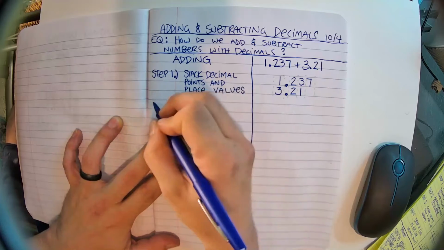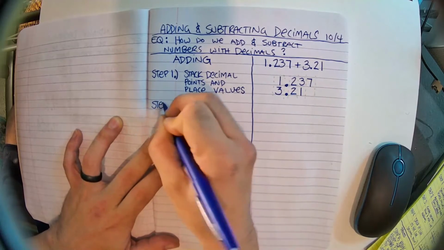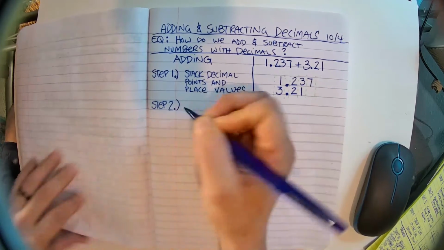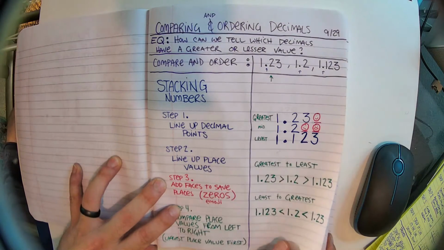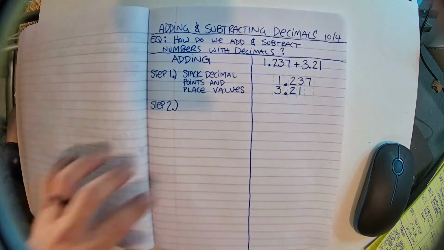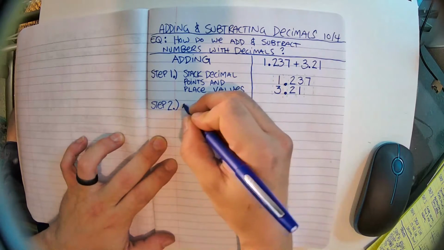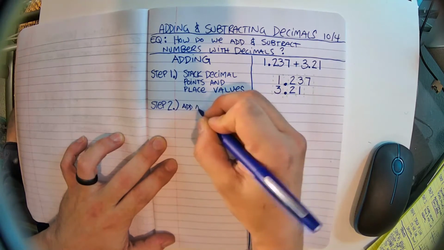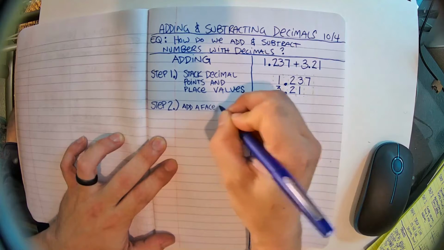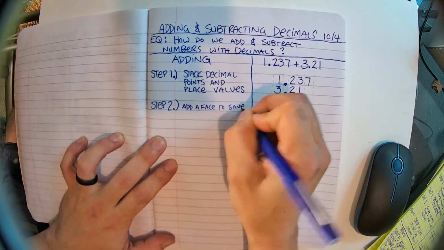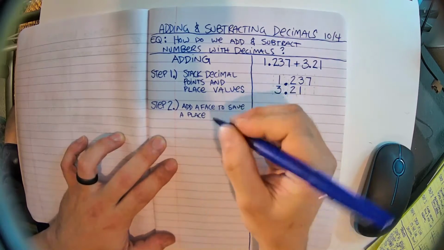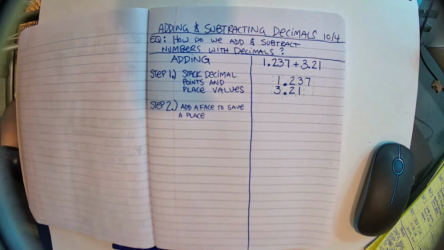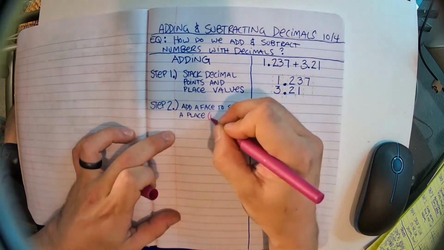All right, that's where step two comes in. So step two, just like with your comparing and ordering decimals, what we're going to do next is add a face to save a place. Add a face to save a place. And remember, these are basically what we call emoji zeros.